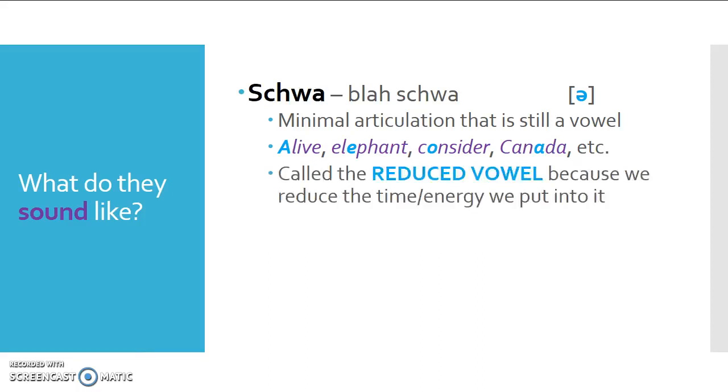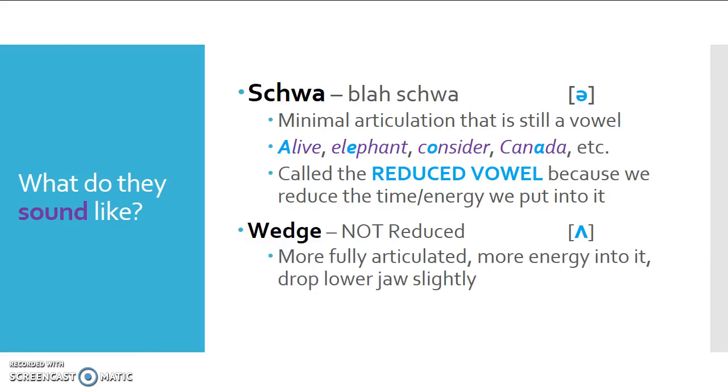It's special because it's the one and only reduced vowel. We reduce the time and energy we put into it, and we hardly get any articulation. So that's blah schwa, as opposed to wedge, which is not a reduced vowel. That means it's a fully articulated vowel, or a full vowel, as we call it, like all the other vowels on the chart. And as a full vowel, it is more fully articulated than schwa.